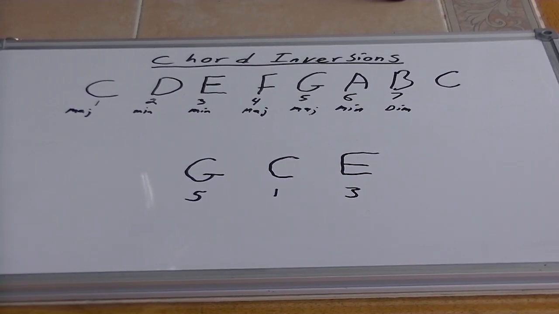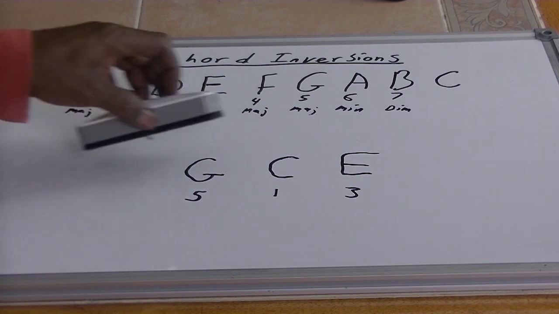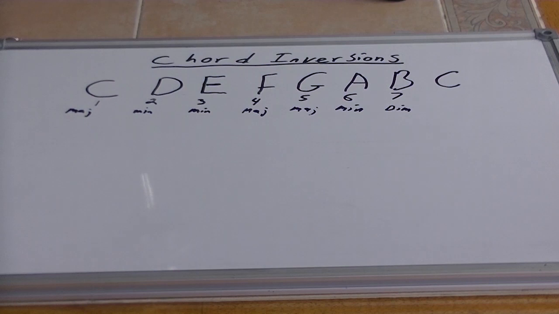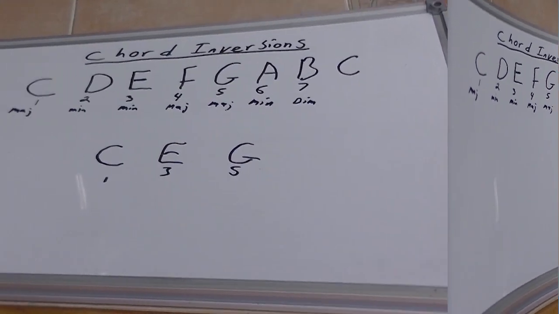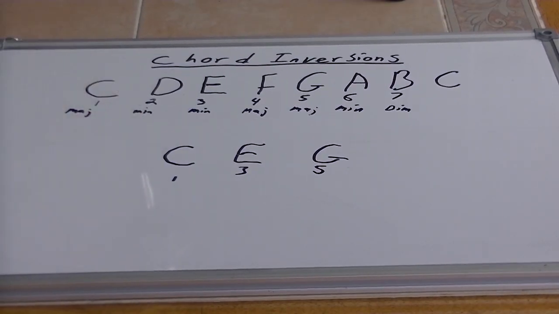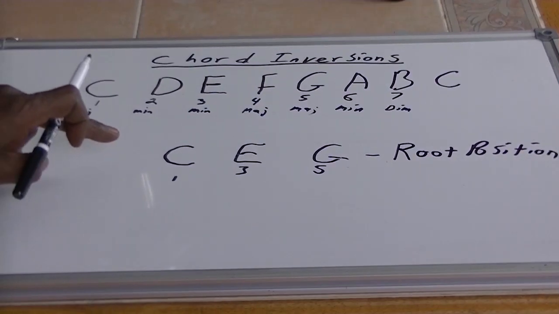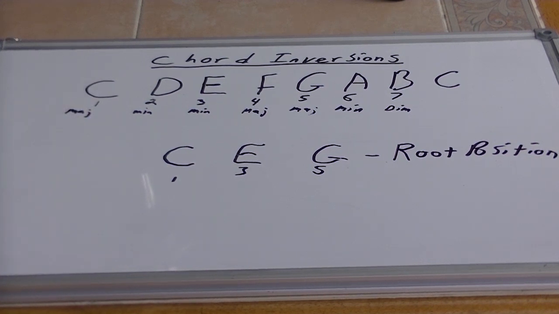So now I want to take a closer look at these chord inversions. And we're going to go back to the first C chord. C is our root note, and our root note is the lowest note of the chord. This is what's known as root position.